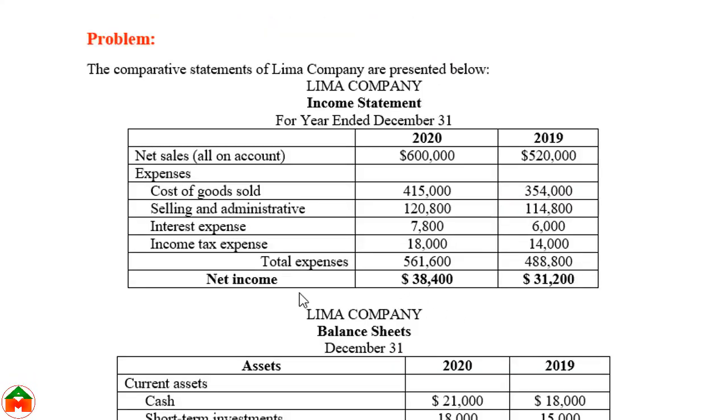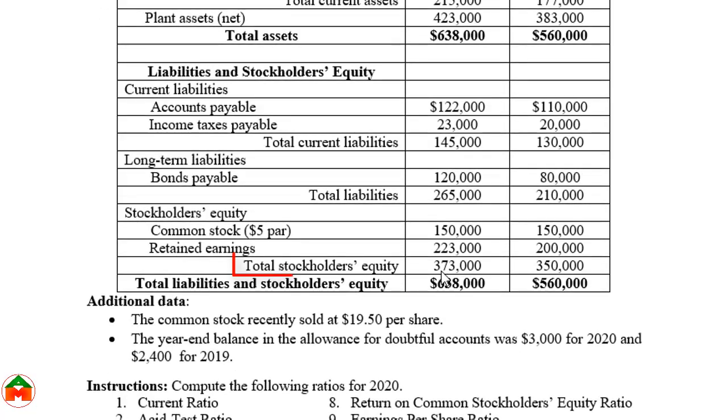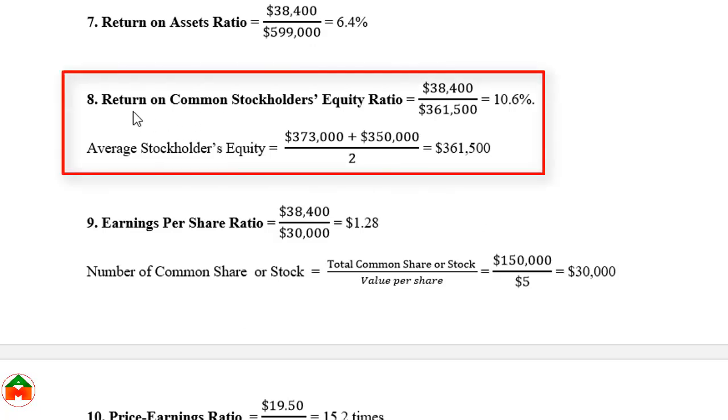So from the problem we can see the amount of net income is 38,400 and the equity amount is 3,73,000. There is only common stock, there is no preferred stock. So this is the solution of calculating return on common stockholders equity ratio. Here the 38,400 is the net income and the 3,61,500, this is the average equity. To calculate this average equity, this is the 3,73,000, this is the closing equity, and 3,50,000, this is the opening equity. By dividing 2, we will get the average equity.